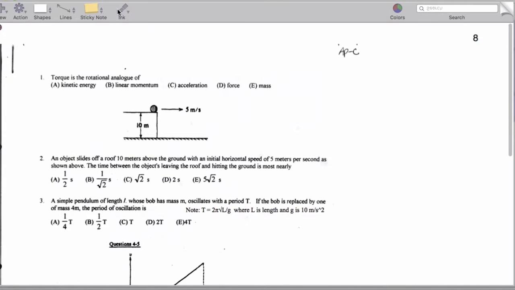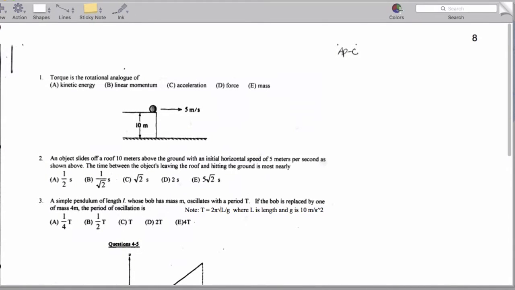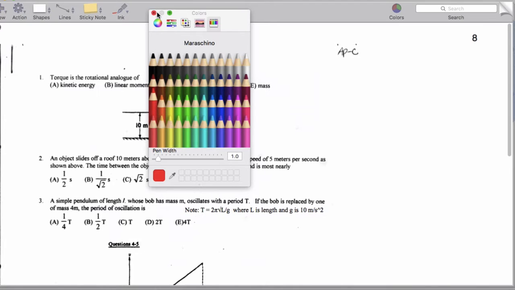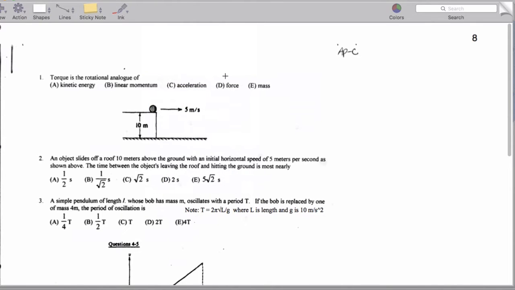All right, so we're going to jump in and take a look at this practice exam that I gave you. Question number one. The question is, torque is the rotational analog of, well, it turns out the answer is force, but we haven't covered this yet, so sorry.